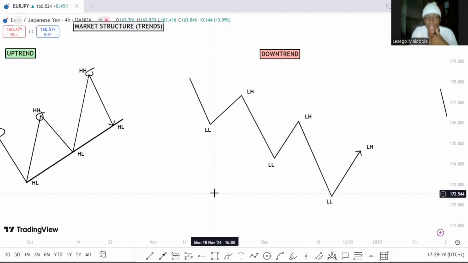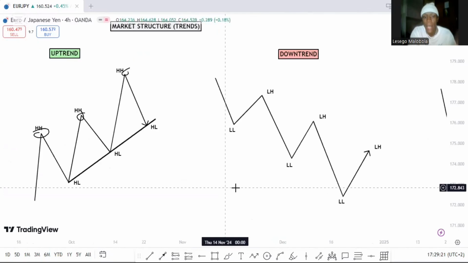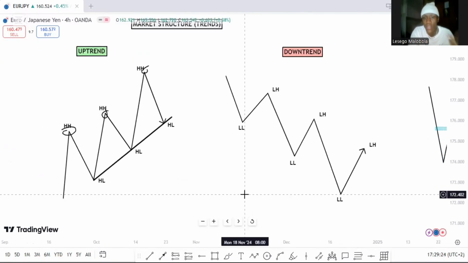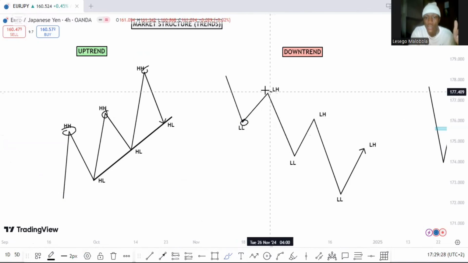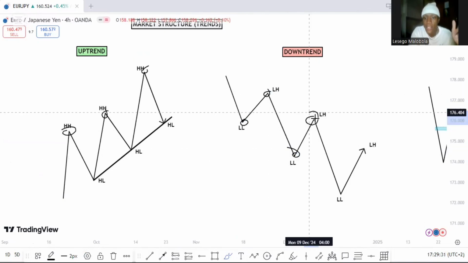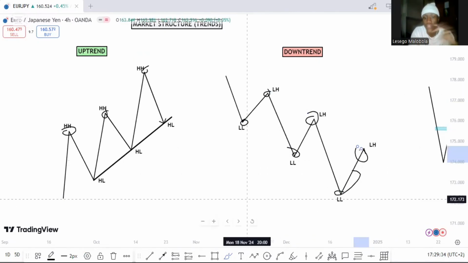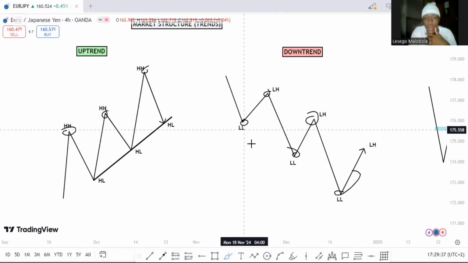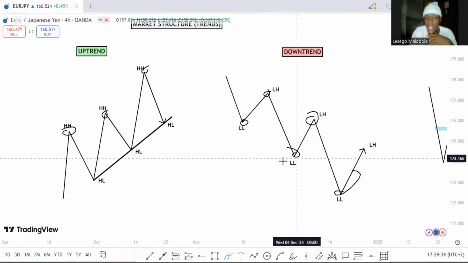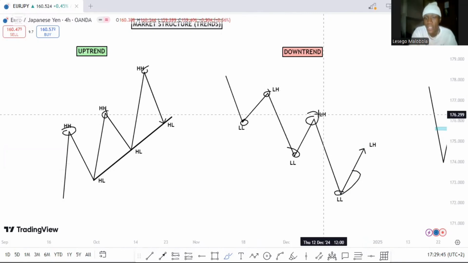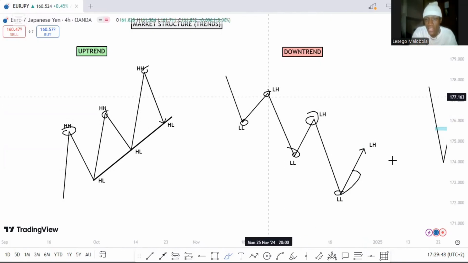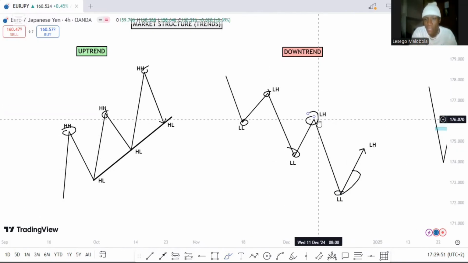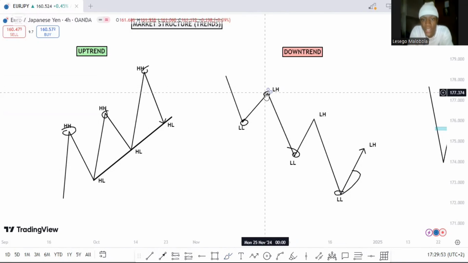But with the downtrend, it's the same thing as the uptrend, but the opposite way. The properties of a downtrend are that price is printing lower lows and lower highs. The reason this low is called a lower low is that you can see this low is lower than this low, and this low is lower than this low. With the lower highs too, you can see that this high is lower than this high, and this high is lower than this high. So same thing with the downtrend.